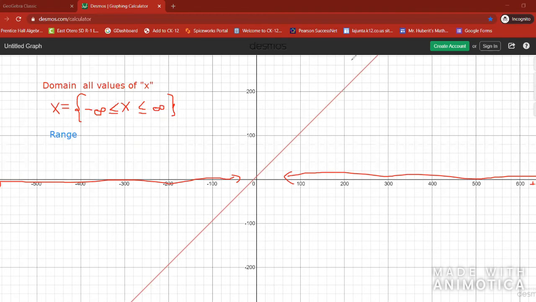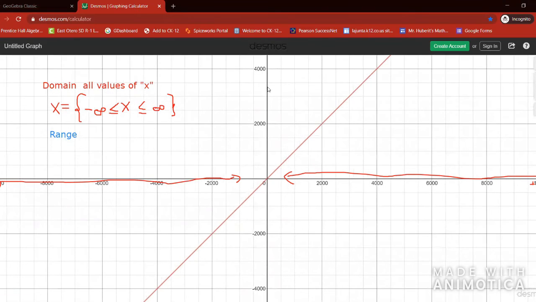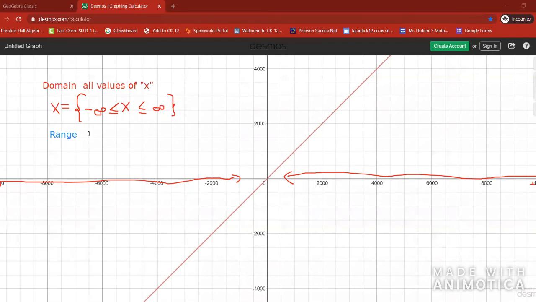If I zoom this out, can I still find anything in between that here? Yes, still I can. 2,000 to 4,000, I still can. What about the negative? Negative 2,000 to 4,000, I still can find a line in between that. That means the domain for this, or the range for this, I'm sorry, the range for this are all values of y.